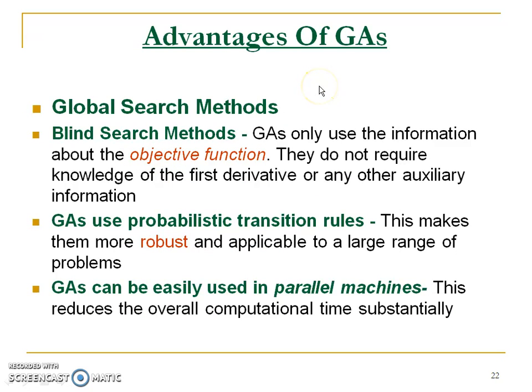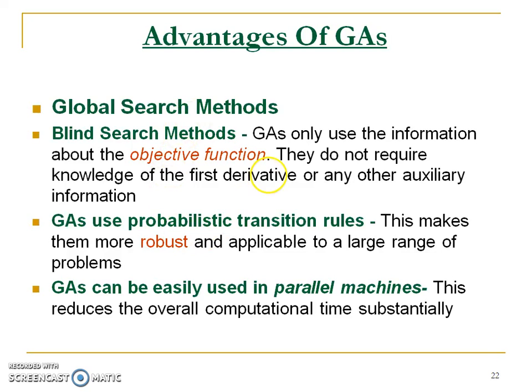Now the advantages of GA. The advantage of GA is that, first of all, it is a global search method, because genetic algorithm starts with a set of population. Unlike other methods, we are starting here with a set of initial solutions, so the chance of traversing a larger area of the search space is higher.